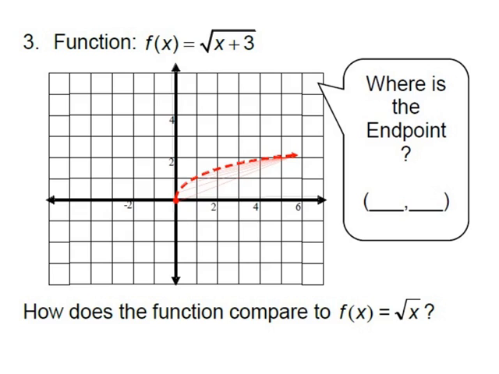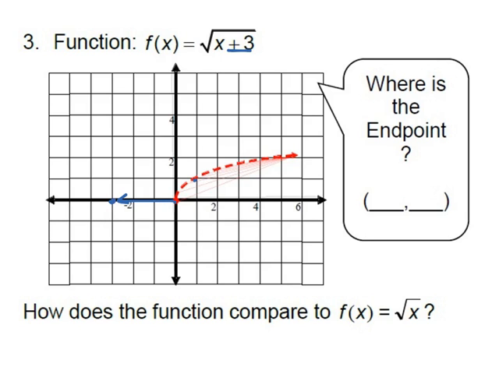Alright, next example, we have the function f(x) = √x + 3. However, notice this time the plus 3 is on the inside of our square root. So this time we're going to translate this graph 3 units to the left. So I'm going to take that point (0, 0) and move it 3 units to the left, which would put us right here.